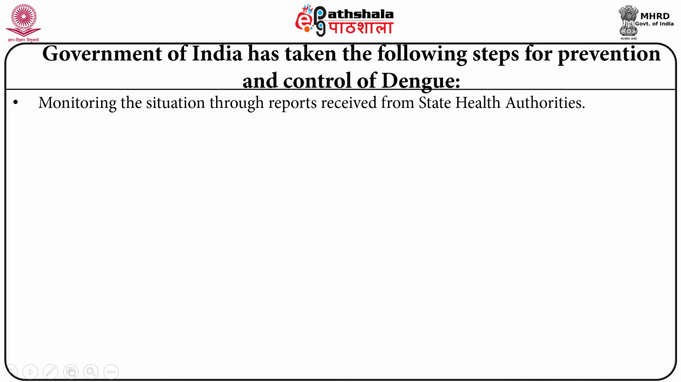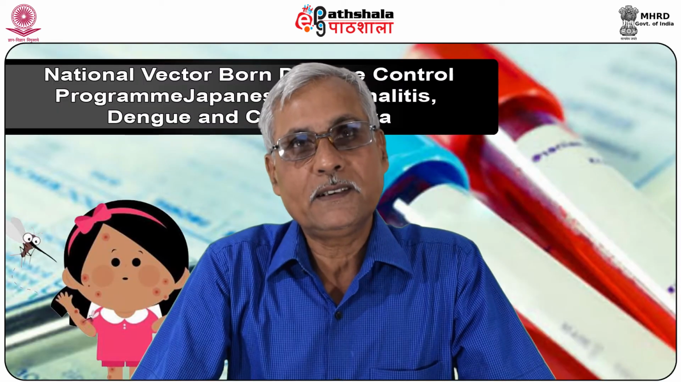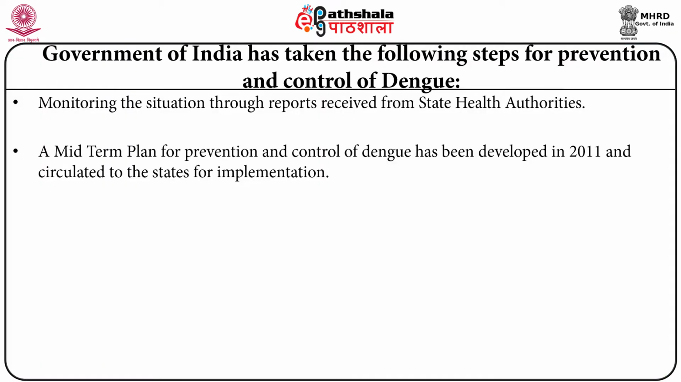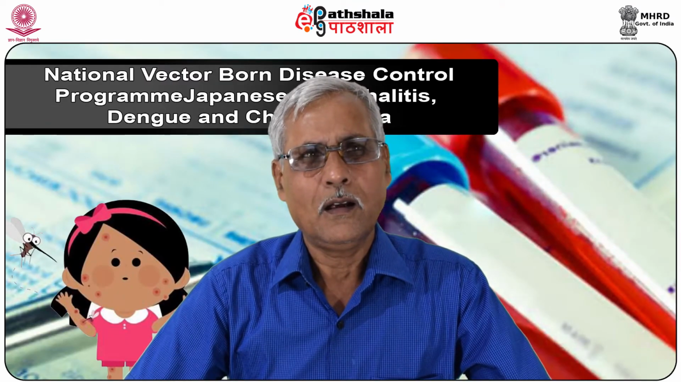non-epidemic period, the reports must come every week on Monday. They send usually on Monday, and during epidemic periods on every day. So, monitoring the situation through reports received from state health authorities provides significant direction that should be taken in the program. A mid-term plan for prevention and control of dengue has been developed in 2011 and circulated to the states for implementation. And there are a number of components for this.